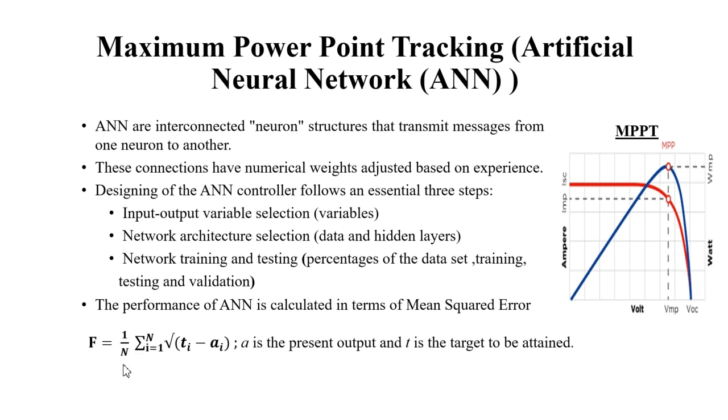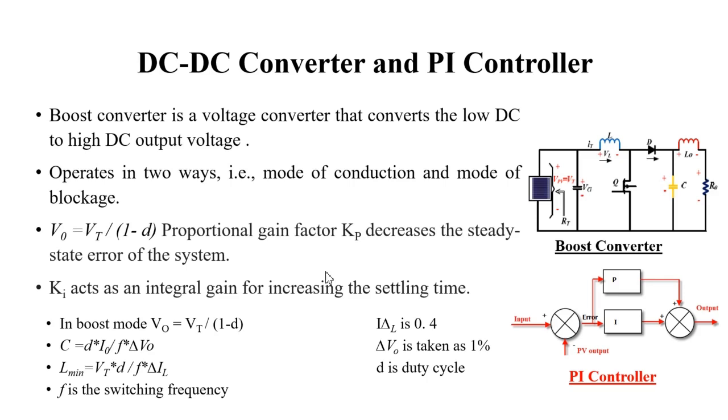F is equal to 1 upon N, summed over the epochs, or we can say the iteration value, of (Ti minus Ta), where Ta represents the present output that the PV module is producing, and Ti is the targeted value that we need.